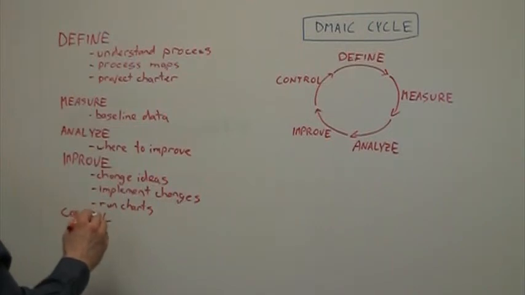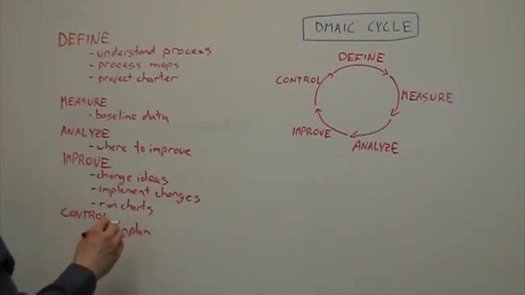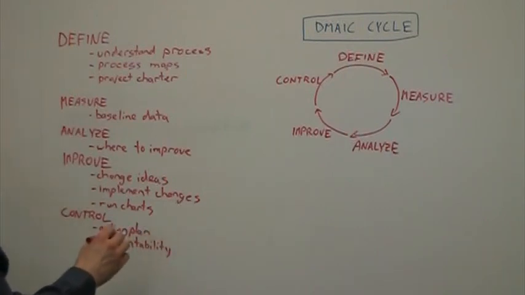So your team will create an action plan, and this action plan is for the sustainability of the changes that have been made. And there will be clear lines of accountability, so that everyone knows who is accountable for maintaining those changes.